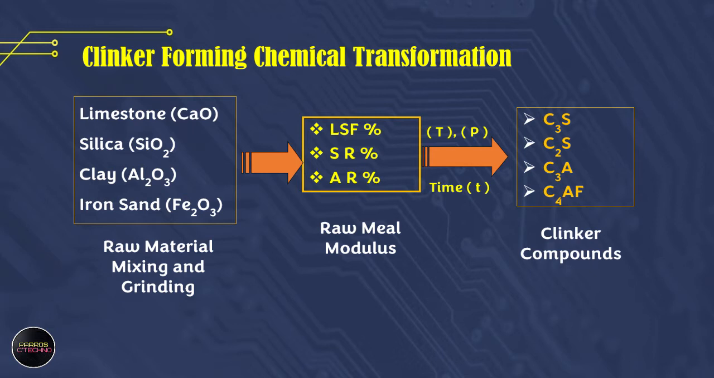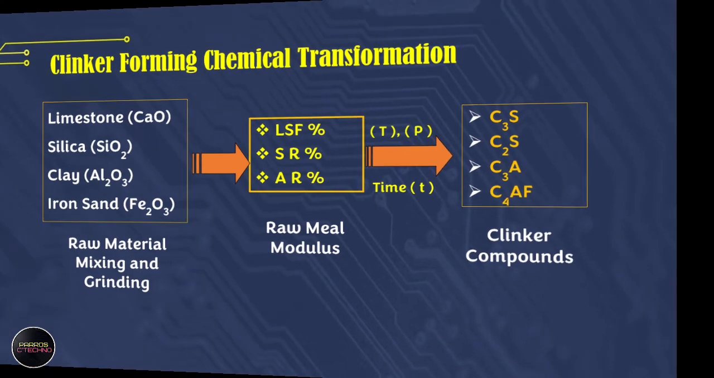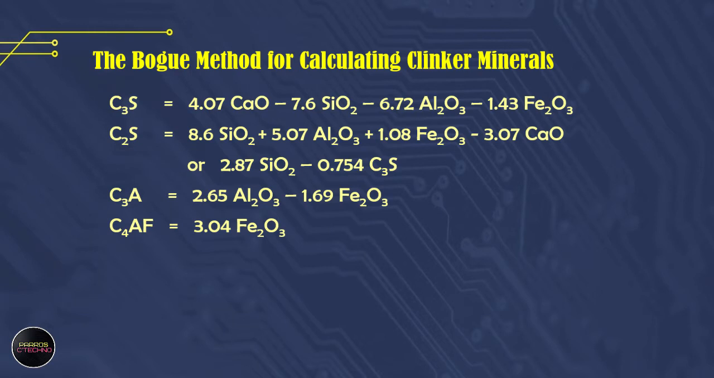Furthermore, in the presence of high temperature, air pressure and time, during the combustion process in the kiln system, C3S, C2S, C3A and C4AF clinker compounds are formed. The Bogue method for calculating clinker minerals. These are the formulas used to calculate theoretical clinker mineral compounds, including C3S equals 4.07 CaO minus 7.6 SiO2 minus 6.72 Al2O3 minus 1.43 Fe2O3.